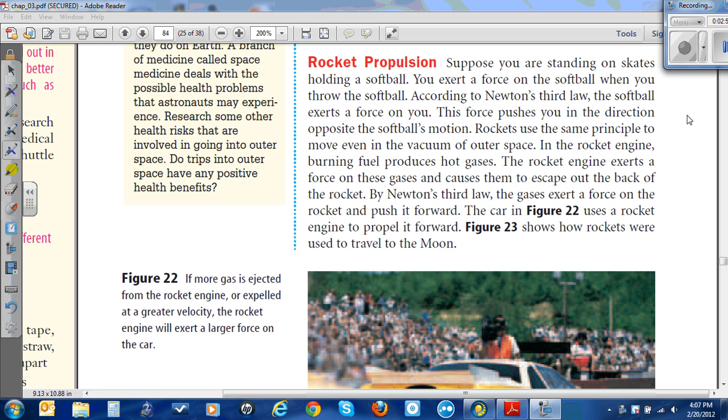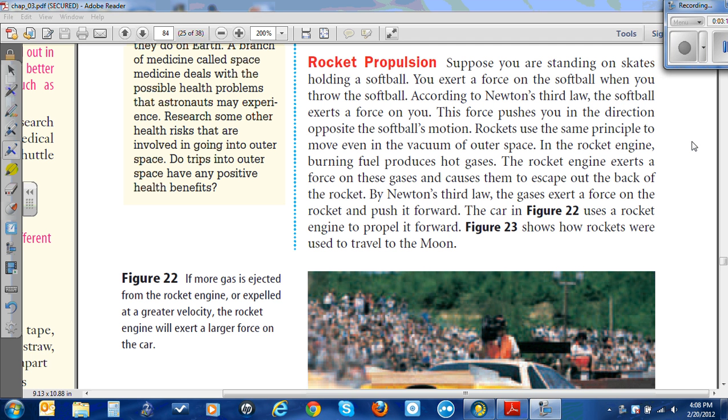Rocket propulsion. Suppose you're standing on skates holding a softball. You exert a force on the softball when you throw the softball. According to Newton's third law, the softball exerts a force. This force pushes you in the direction opposite the softball's motion.